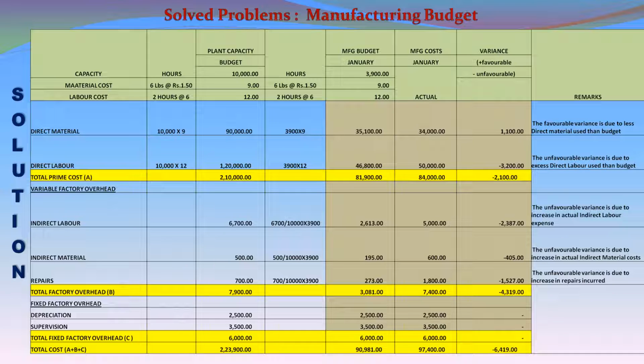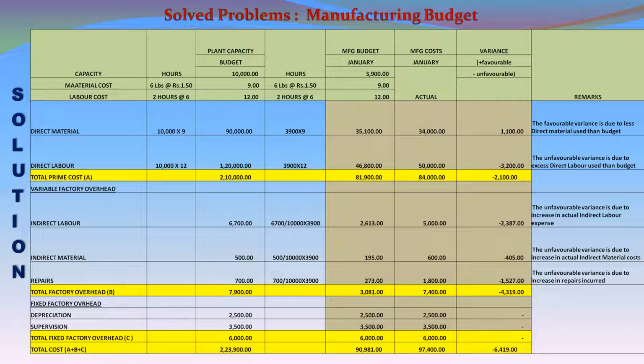Remarks, reasons for the variance. In the case of direct material, the favorable variance is due to less direct material used than budgeted. In the case of direct labor, the unfavorable variance is due to excess direct labor used than budgeted.